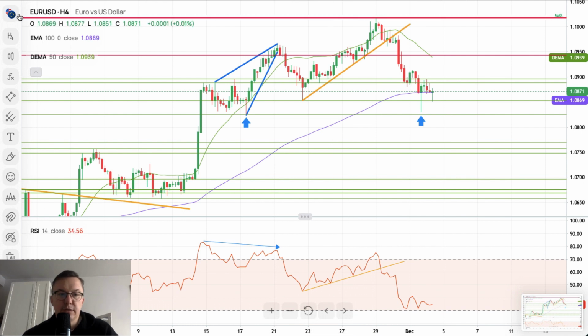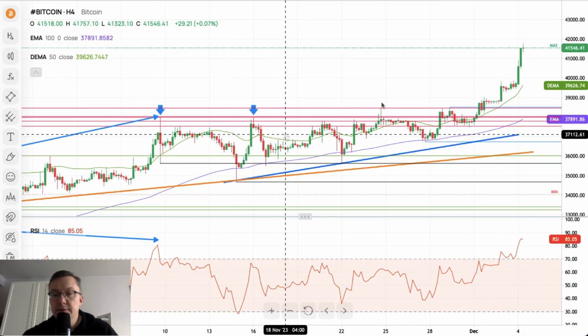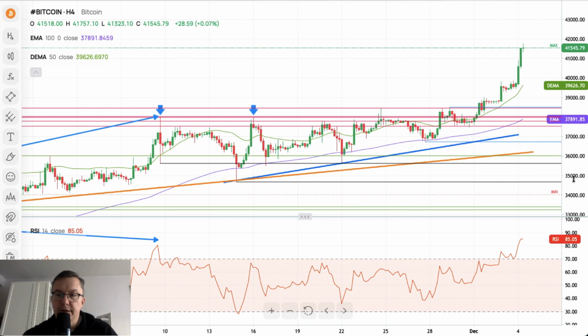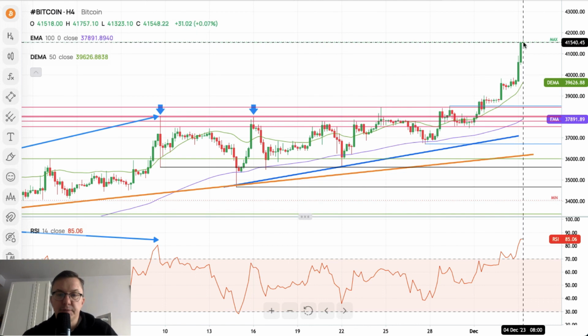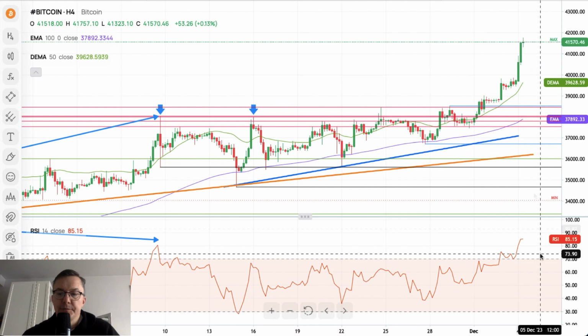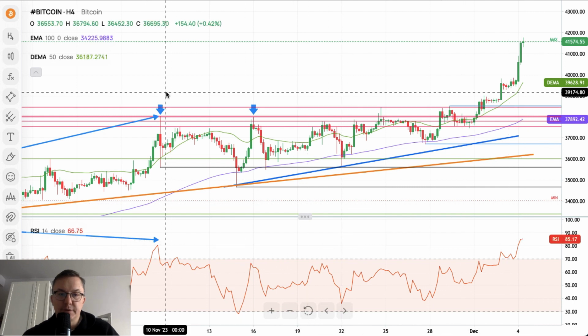So that's the euro dollar. One more market for today will be Bitcoin. Why? There you go, you see on the market exactly why. 41,500 is current price. The high was 41,757 during the last 4 hours, but we hit extremely overbought market conditions, 85 points on the daily.